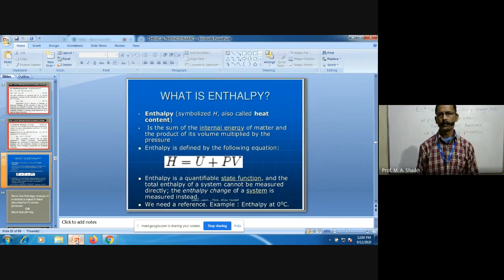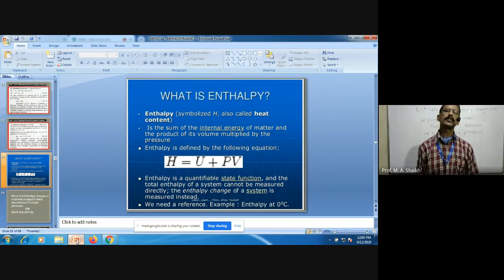Enthalpy is a state function. If suppose the question is, why is enthalpy a state function? What will be your answer? Enthalpy is a state function because it depends on only initial and final states of the system. That's why enthalpy is a state function. See, absolute value of enthalpy cannot be calculated. Or in other words, total enthalpy of system cannot be measured. But change in enthalpy, enthalpy change, can be calculated.